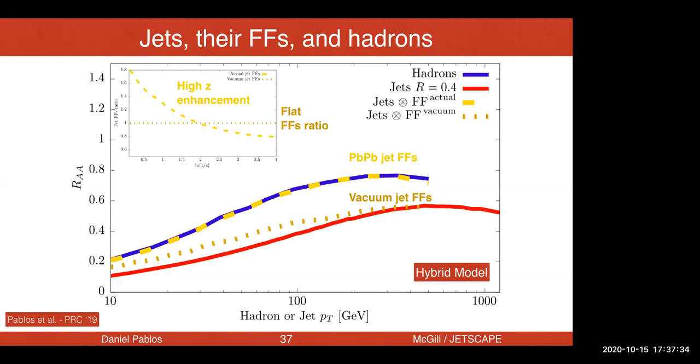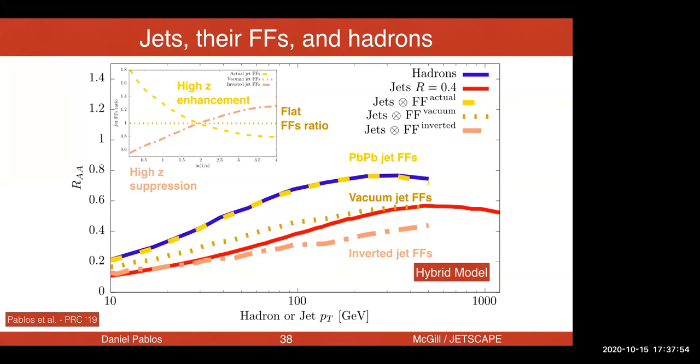Then we can play and let's assume that the fragmentation functions are trivial. There is no modification with respect to the vacuum ones. Then what you would get is that you have a trivial shift of the shape in suppression. We no longer have less suppression for hadrons than for jets. We can even go crazier and just invert the jet fragmentation functions, and we would see that we would have more suppression for hadrons than for jets.